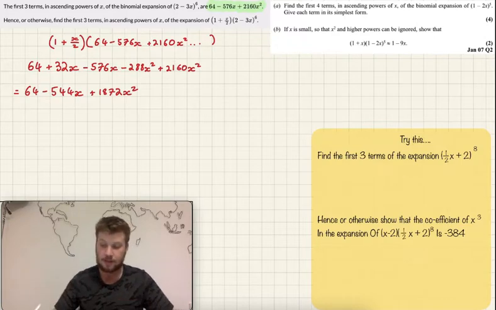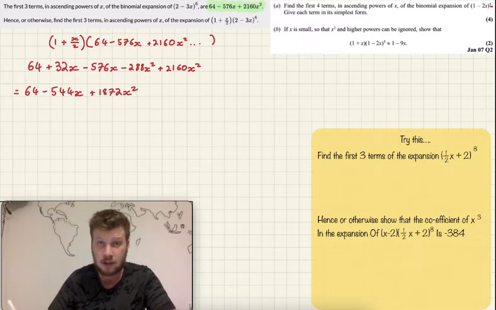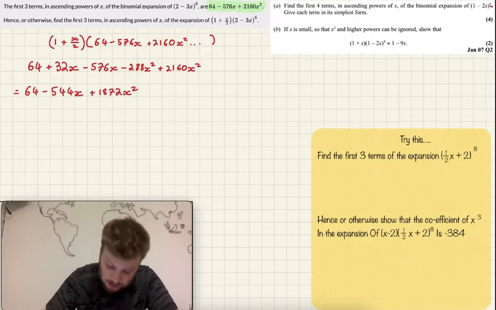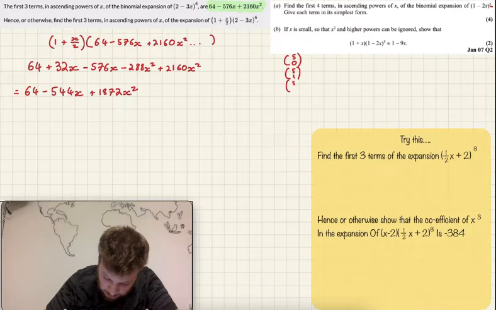So, first step, find the first four terms. So, the power is 5, so therefore when I'm looking at working out each term, it's going to be 5 choose 0, 5 choose 1, 5 choose 2, 5 choose 3.